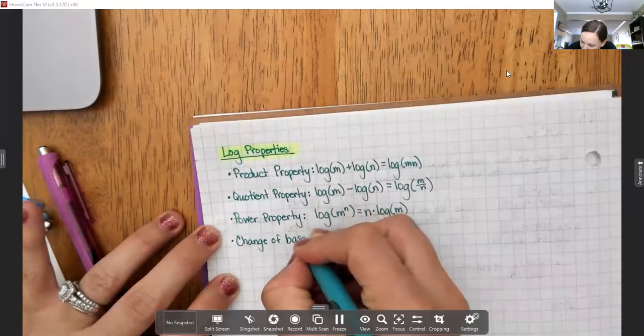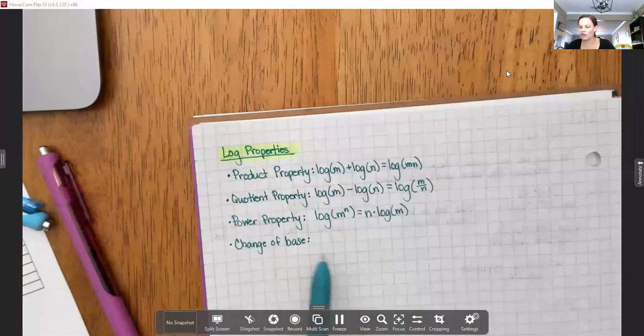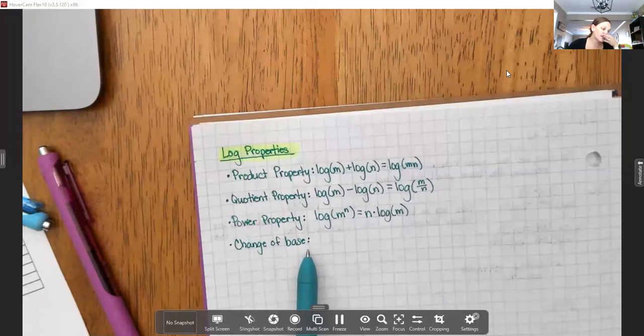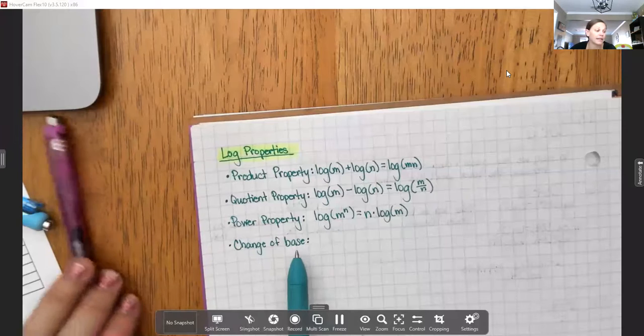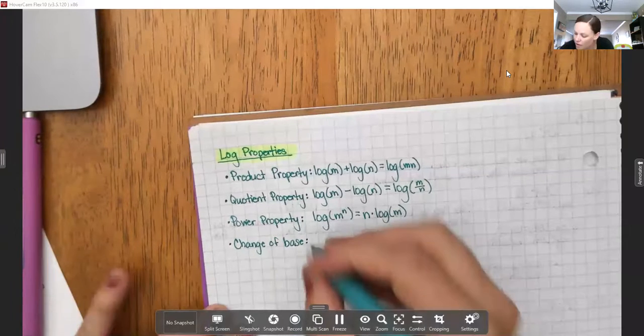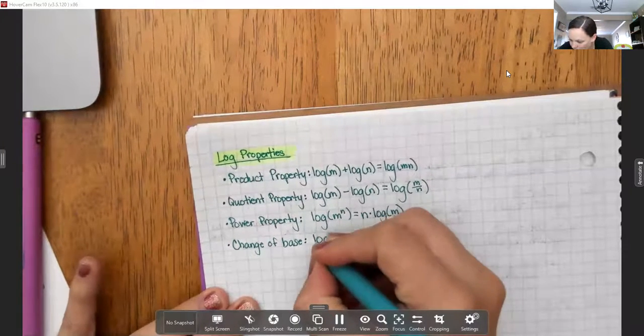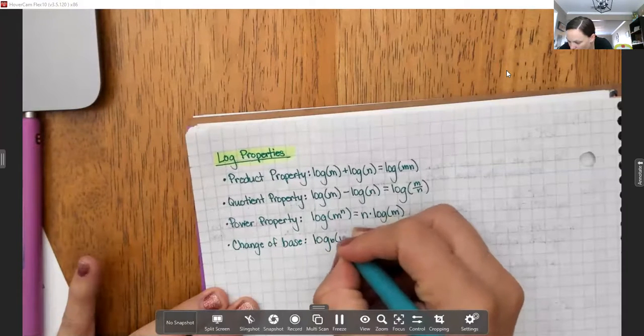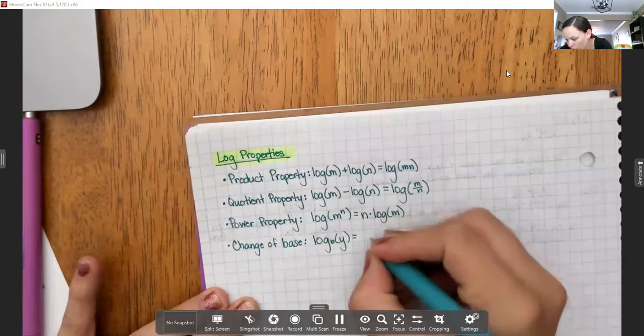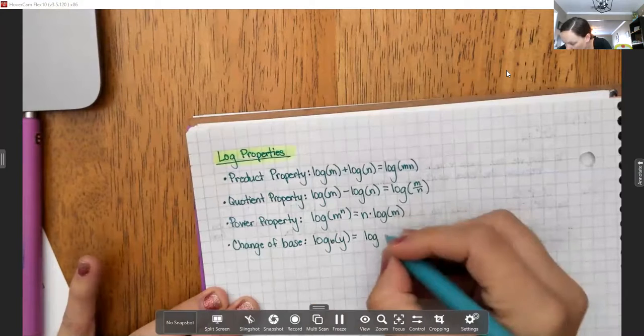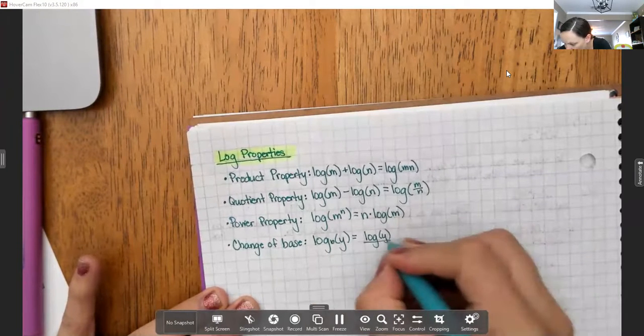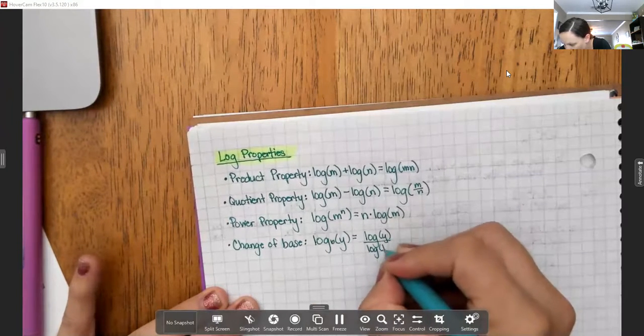And then the change of base, again, this one is not used nearly as often. This is only if you don't have the base button easily accessible on your calculator. This says log base b of y is equal to log of y divided by log of b.